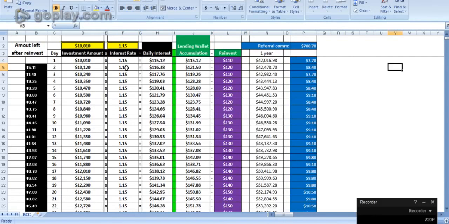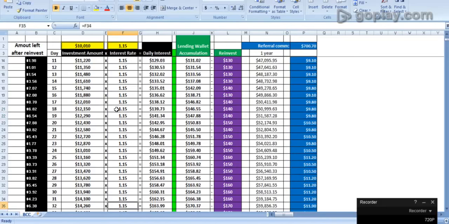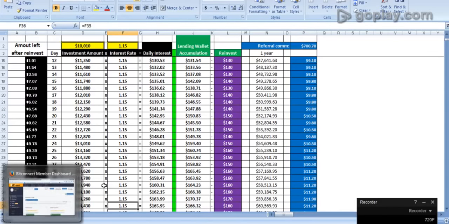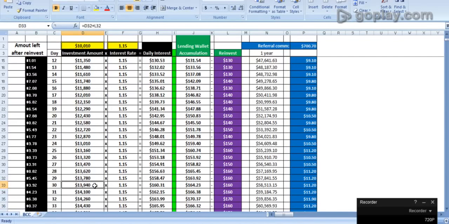After just 1 month, 30 days, your 10,000 is already 13,940, and you're making $160.31 every day. Now, these, like I said, get big quick. After 2 months, your 10,010 is now 19,640, and you're getting payments of $225.86 every day already.